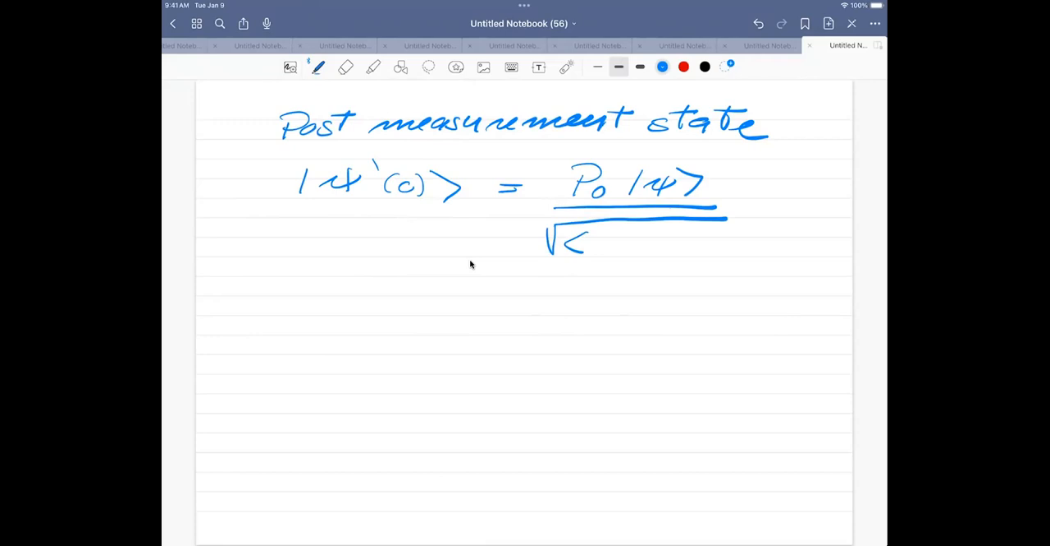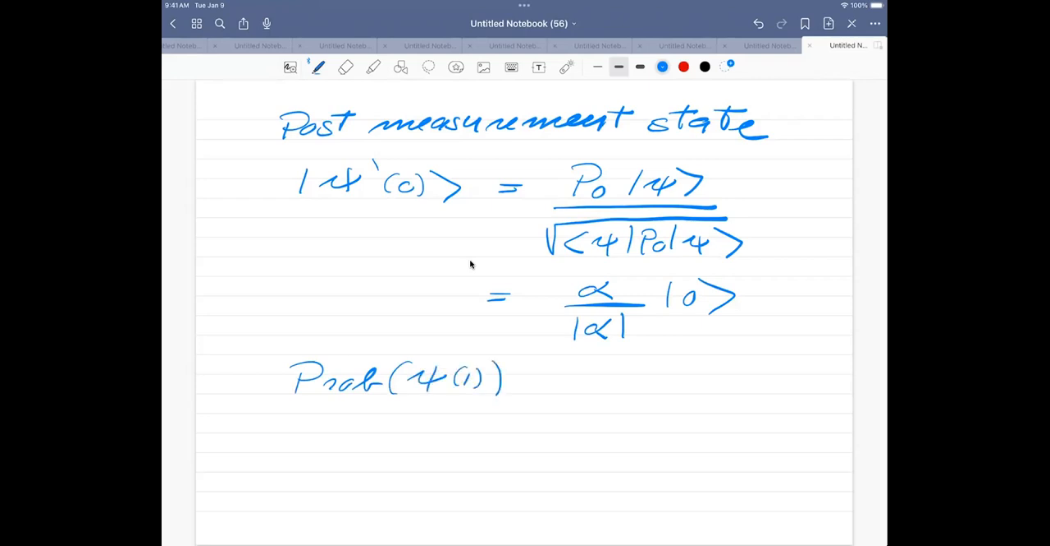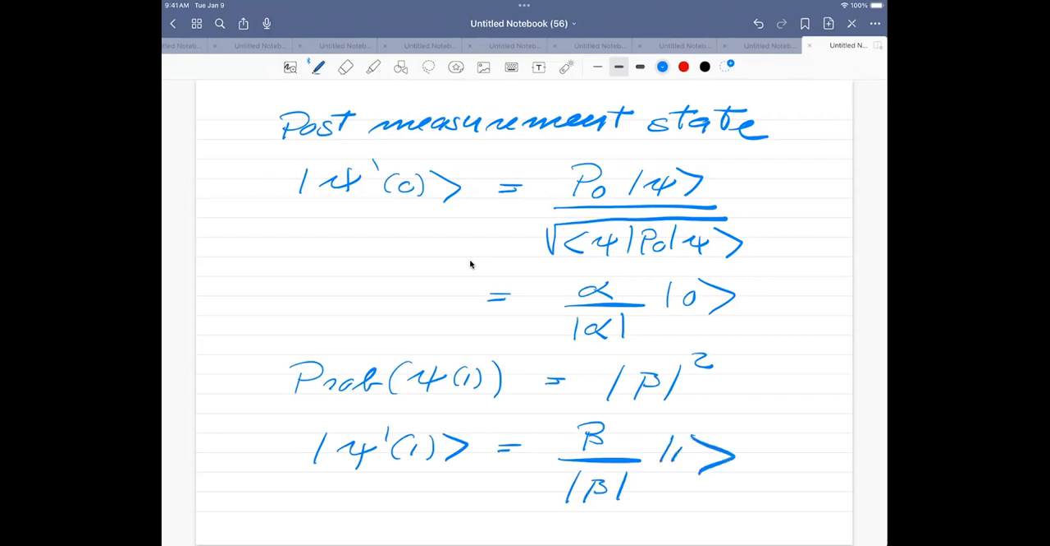So we have a normalization constant, which comes in here, P0 of psi. And when I plug things in, this is going to give us alpha divided by the absolute value of alpha multiplied with 0. And I'm just going to give you the result. I could now calculate psi of 1, and that is going to be equal to beta squared, which means that the post-measurement state, with a 1 here, is equal to beta divided by its absolute value. So I leave that as a small exercise to you guys. So these are some specific definitions here.